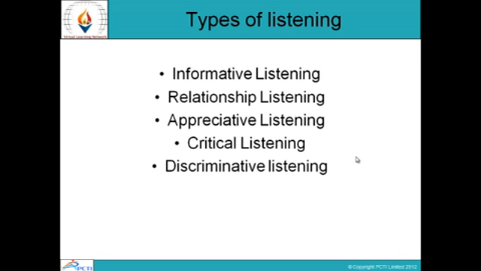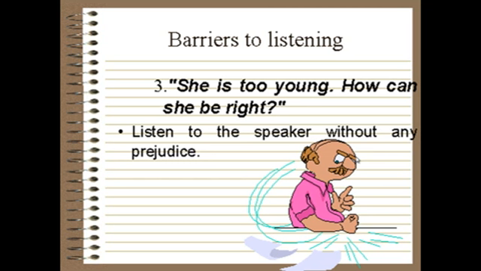Informative listening, where a lot of information is given to you in the form of news channels or in the form of a person giving a lecture. Relationship listening means how well a relationship you form with the person or with the speaker. Appreciative listening, where you are appreciative of the person's looks, personality, as well as behavior. Critical listening, where you are critically analyzing the person. Discriminative, where you are selecting which kind of information is best for you.